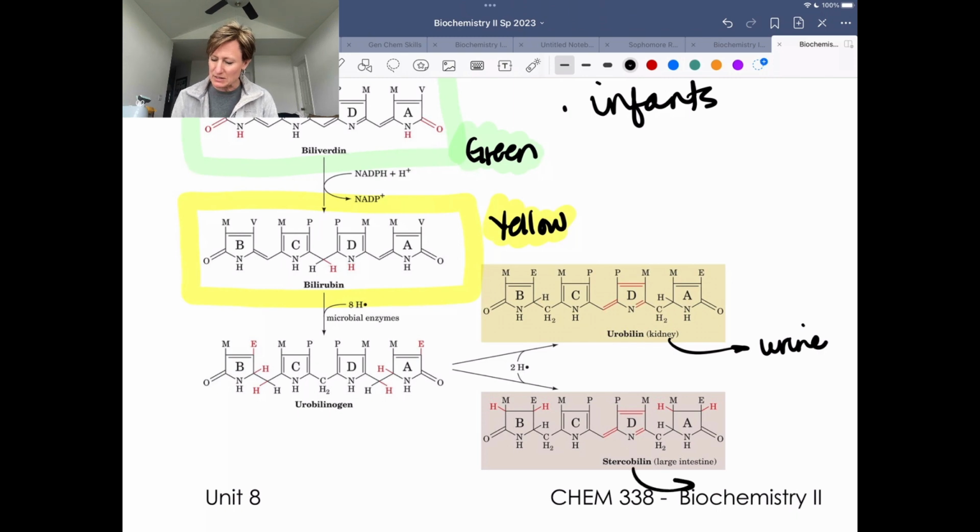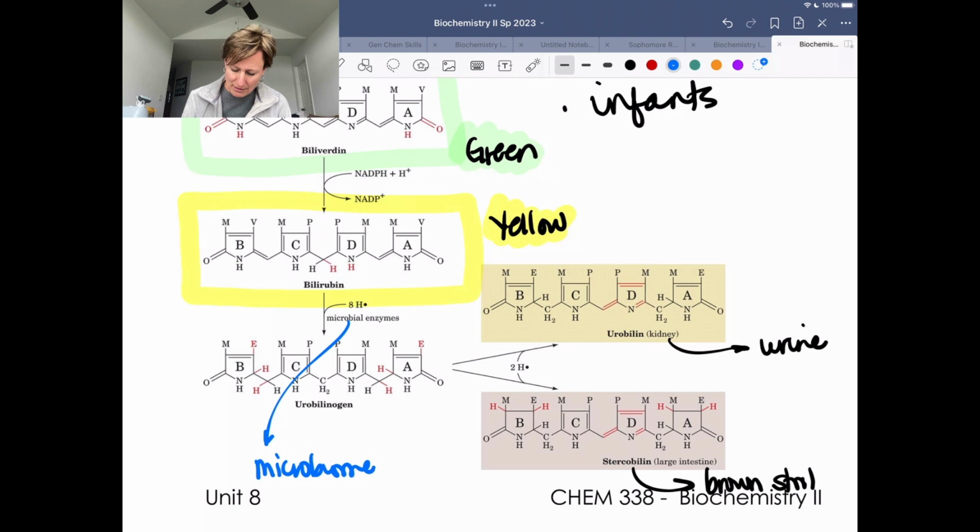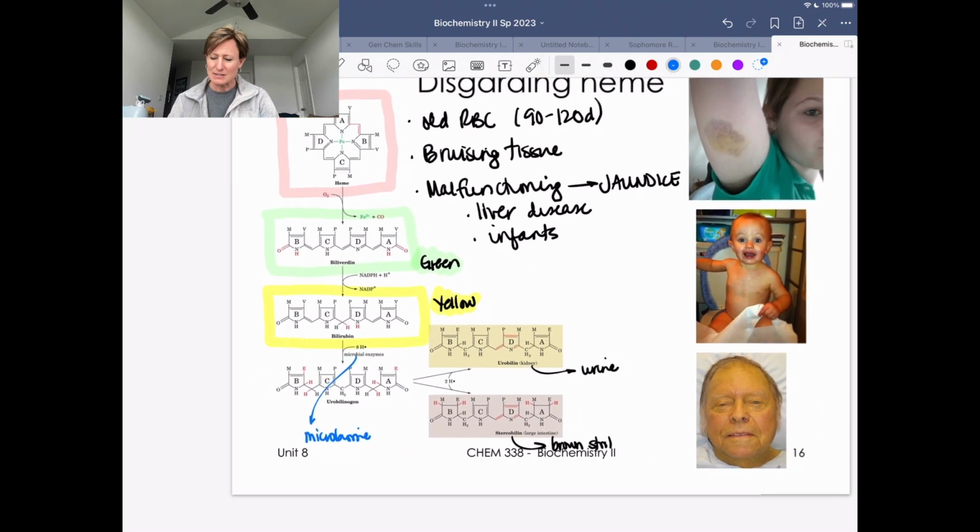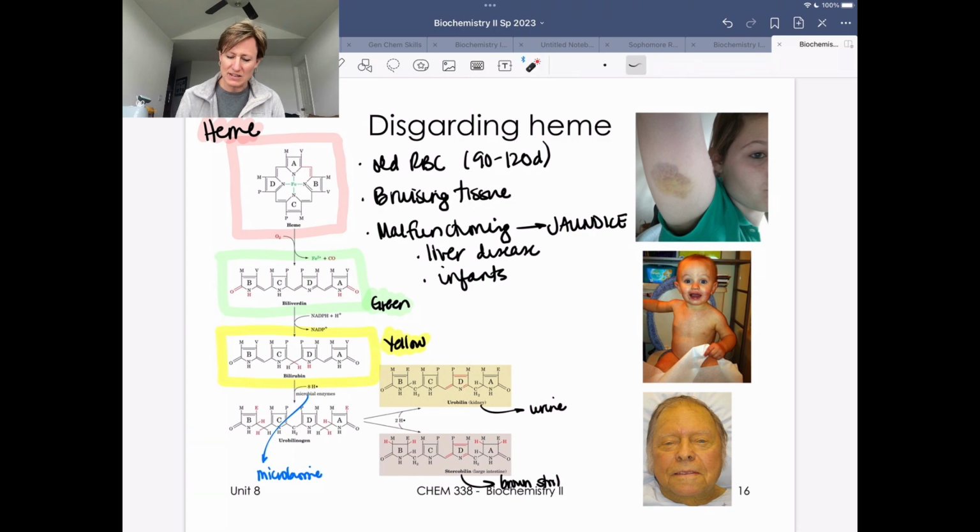And then if it is disposed of in the large intestine, so in your fecal material, this helps contribute to the brown color in stool. So lots of things are going to be coloring your waste products. I want to highlight here that we have an important component of your microbiome that's contributing to what we see here. So just highlighting some practical aspects of what we have here.